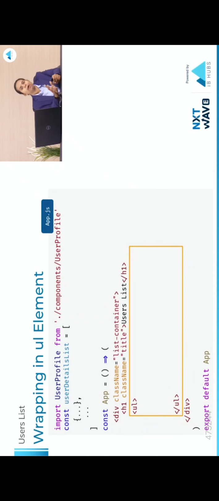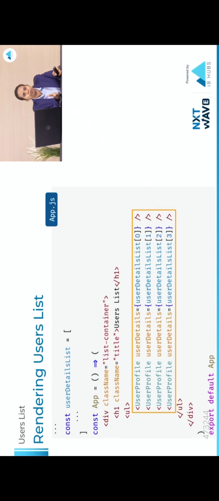Okay, so next we want to have the list of user profiles, right? Firstly we'll have an unordered list, ul, there you can see. Within that we'll have the list of user profiles. There you can see we are making use of the user profile component and we are passing the user details from the user details list, of 0, of 1. Appropriately the list items will get appended there and rendered.